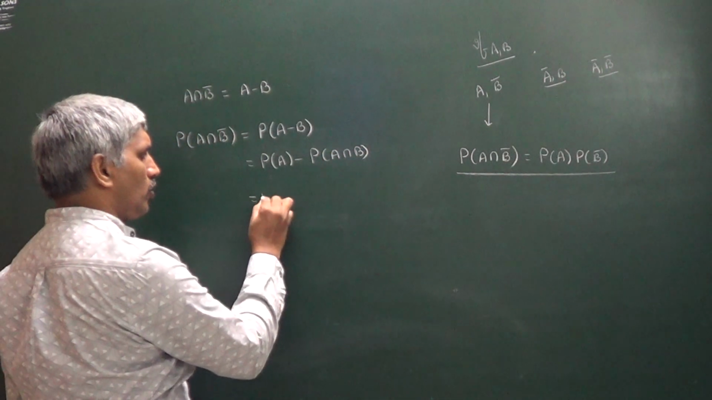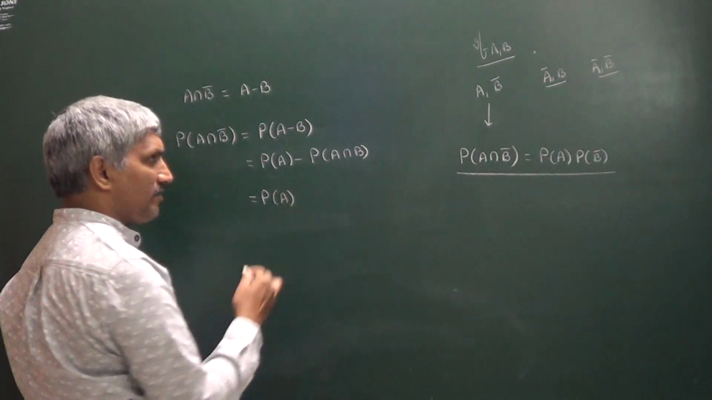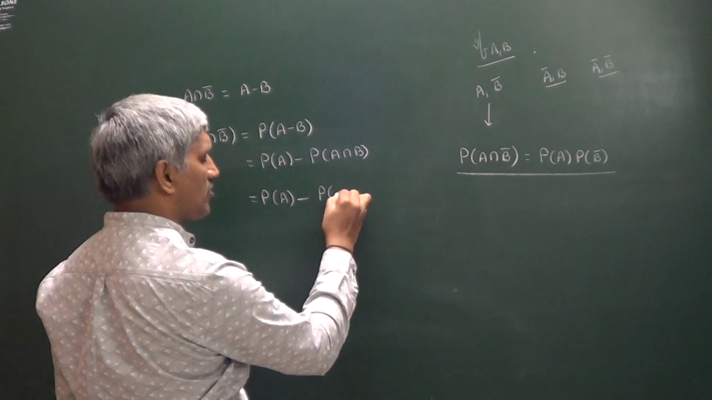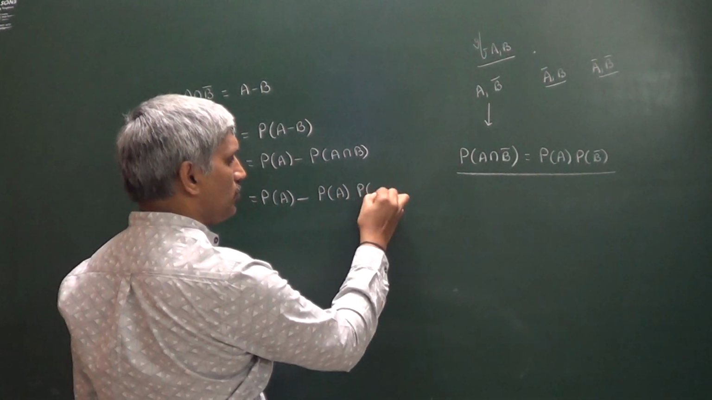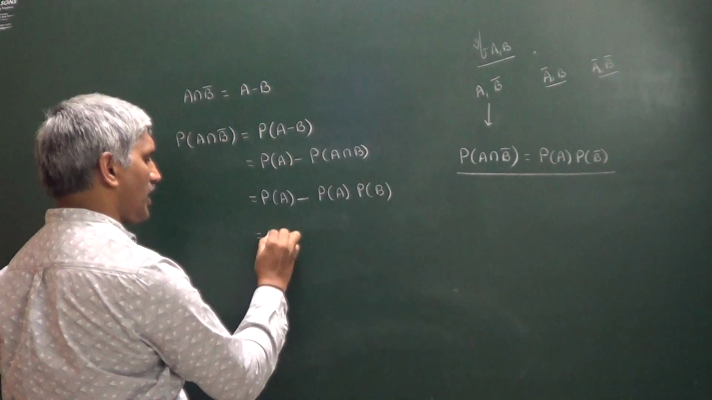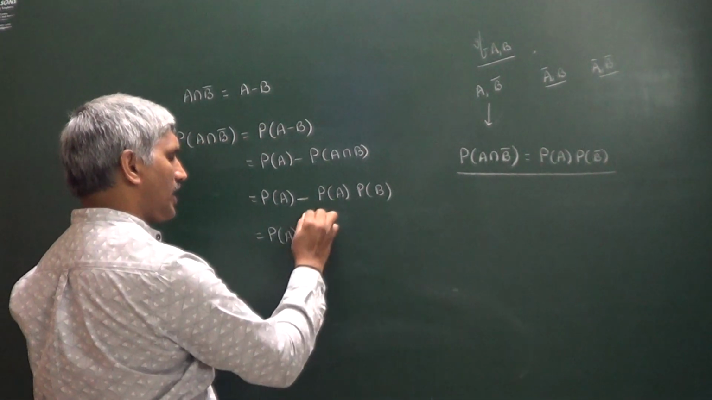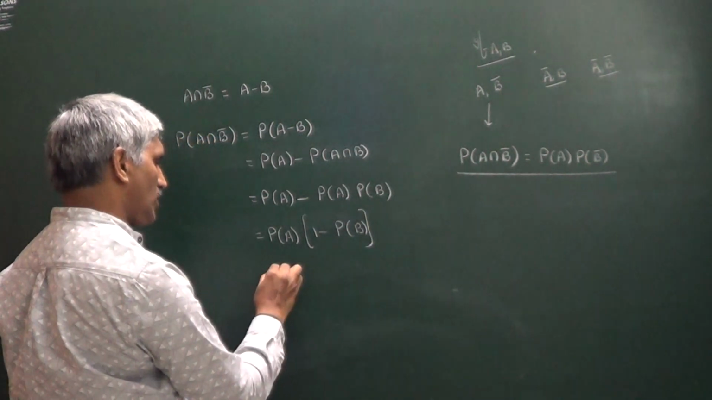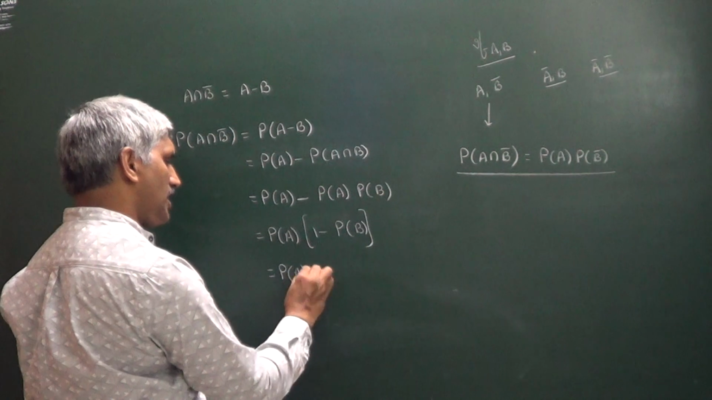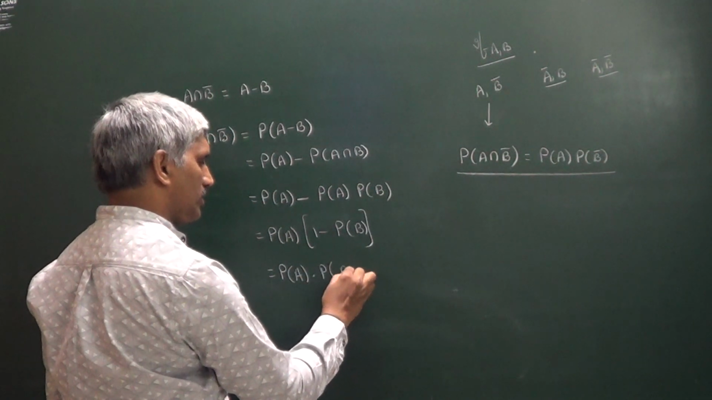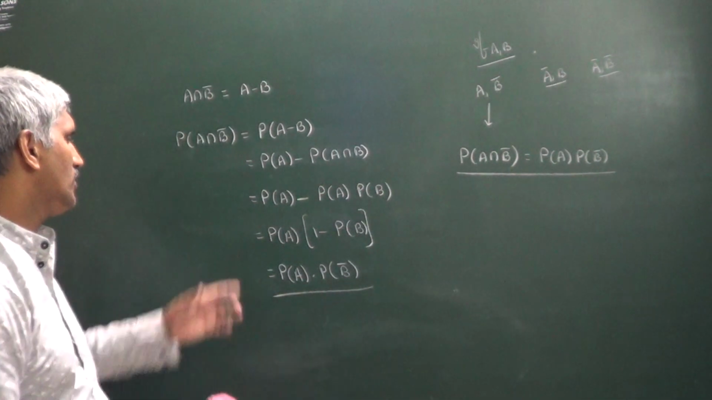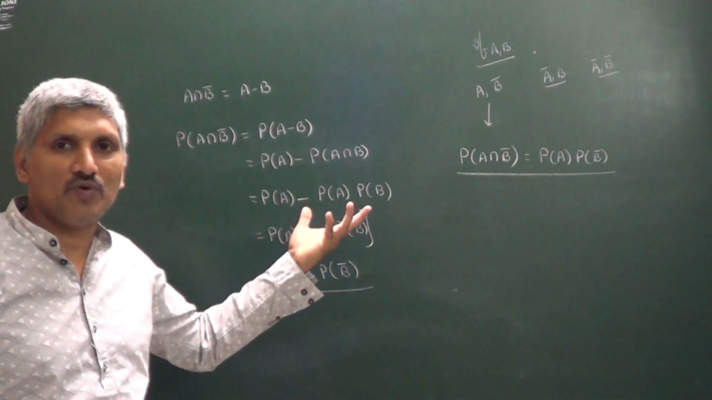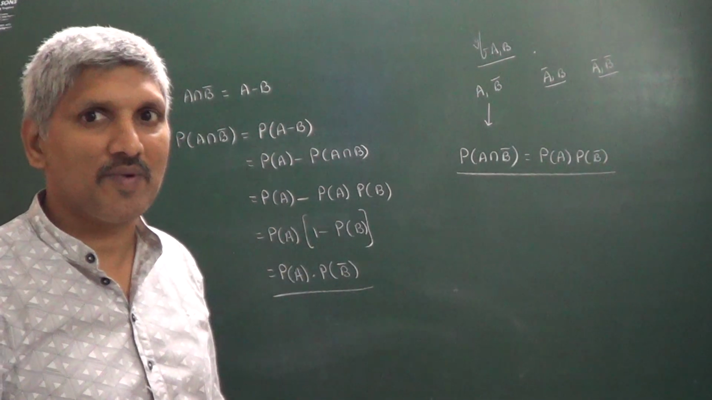As we know, A, B are independent events. In case of independent events, P of A intersection B we can write as P of A into P of B. Now if you take P of A common, we will get 1 minus P of B. So 1 minus P of B can be written as P of B bar. So P of A intersection B bar, we got P of A into P of B bar. So we can say A, B bar are independent events.